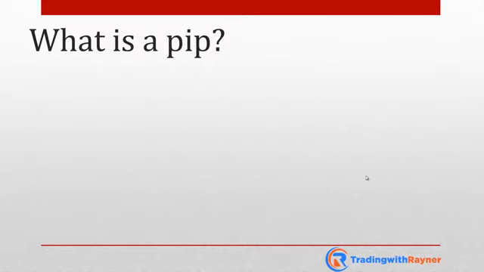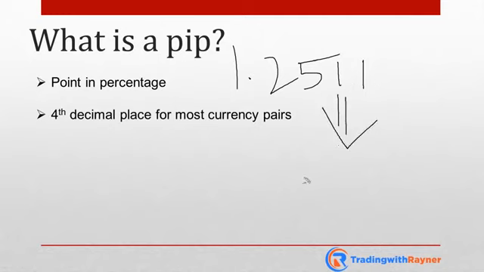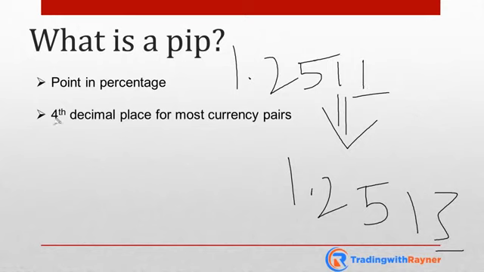So now moving on, what is a pip? A pip stands for point in percentage. For most currency pairs, like the crosses and the major currency pairs, it's the 4th decimal place. So let's say, for example, euro dollar right now is trading at 1.2511. Let's say it moves up by 2 pips. Now the price is trading at 1.2513. So you're looking at the 4th decimal place for most of the currency pairs.